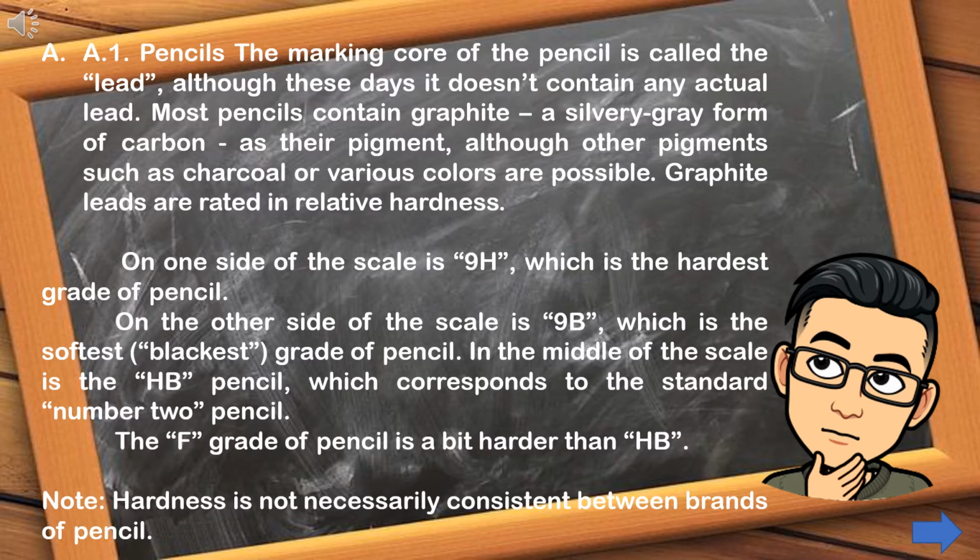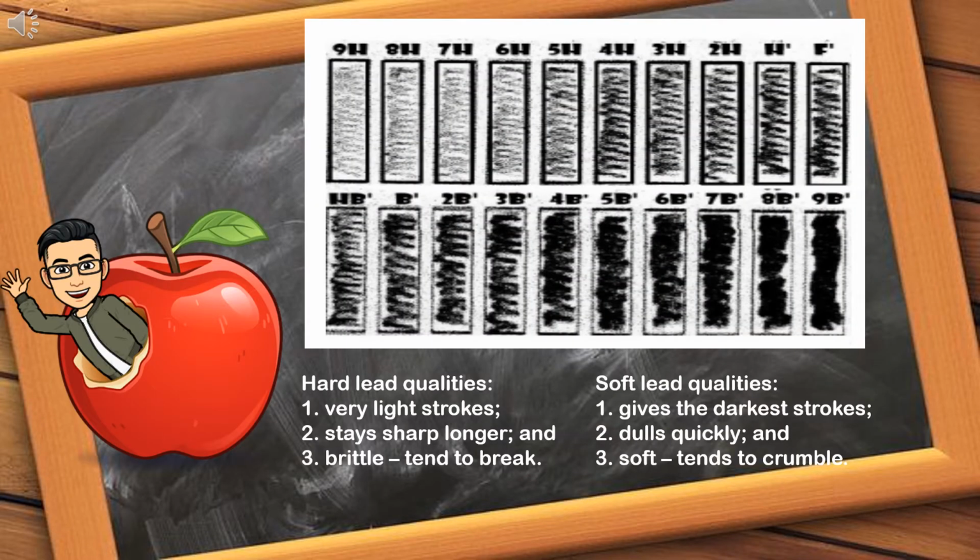In the middle of the scale is the HB pencil, which corresponds to the standard number 2 pencil. The F grade of pencil is a bit harder than HB. Note, hardness is not necessarily consistent between brands of pencil. Look at the picture, you will see the different qualities of the lead of pencil.